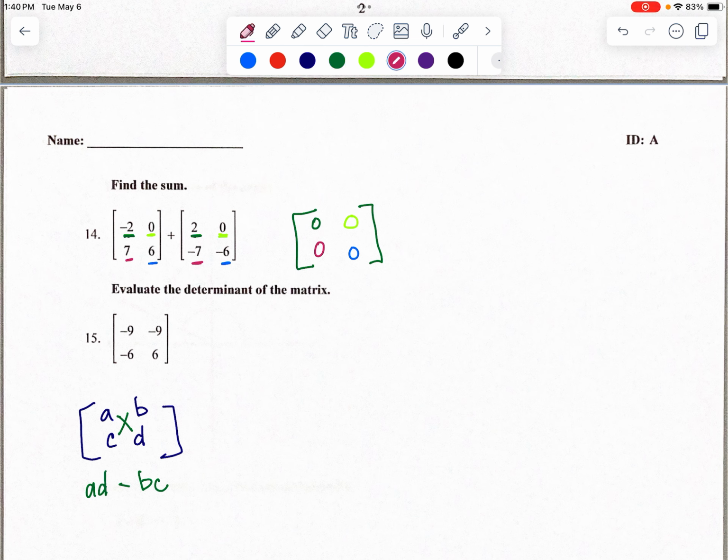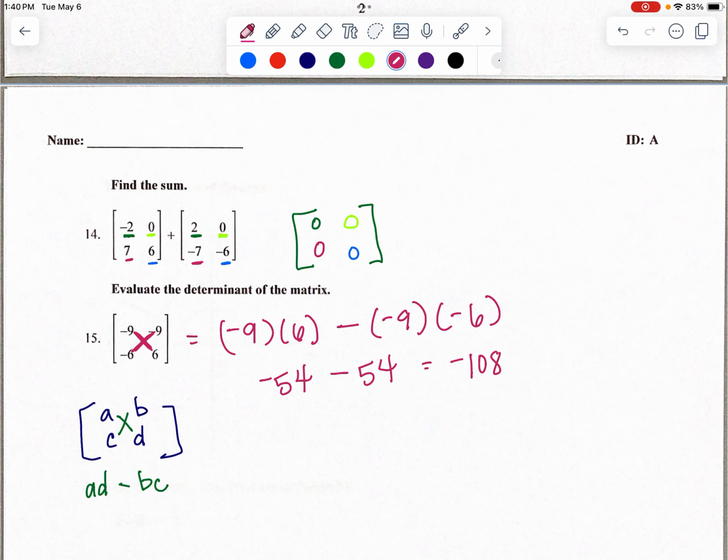So for this one, I'm going to do -9 times 6 minus, right? So I did -9 times 6. And then I'm going to do the other way, -9 times -6. Obviously, you're more than welcome to use your calculator. I get -54 minus 54. All right, because that's a positive, so that's a -108 is the answer for that one.